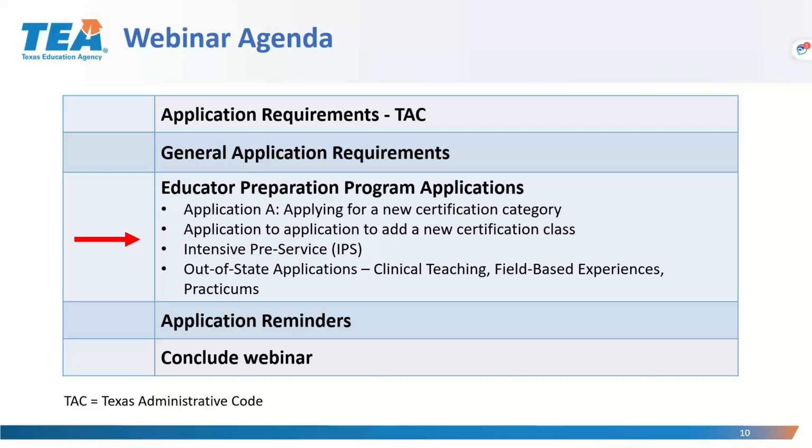So far, we've identified the application rules found in TAC and some general application requirements. We will now review 4 types of Educator Preparation Program applications. Application A, which is used to apply to add a new certification category, the application used to add a new certification class, the intensive pre-service application, and 3 types of out-of-state applications: clinical teaching, field-based experiences, and practicums. Let's start by reviewing Application A.